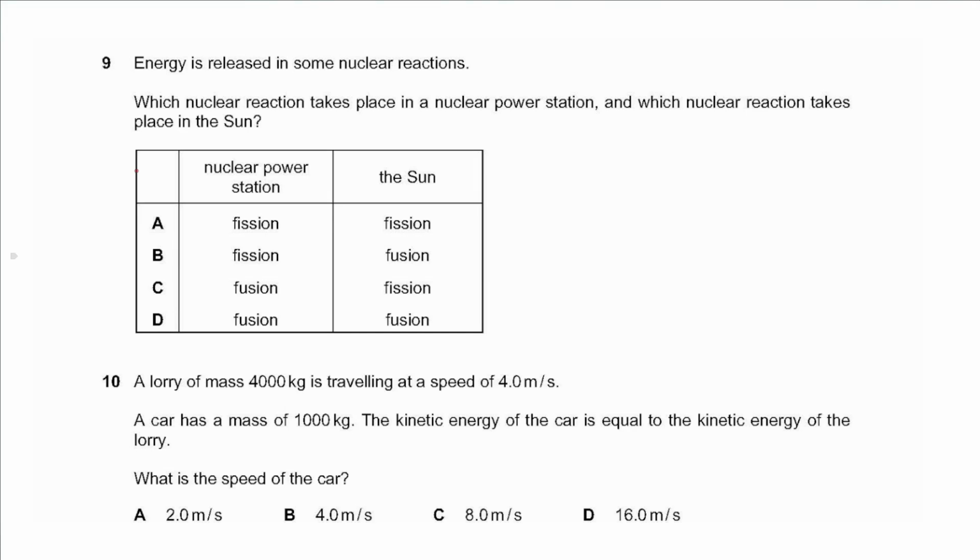Question 9 says energy is released in some nuclear reactions. Which nuclear reaction takes place in a nuclear power station? That would be fission, not fusion. That would be in the stars if it was fusion. And which nuclear reaction takes place in the sun? That is fusion, because the sun is a star. So the correct choice here is B.